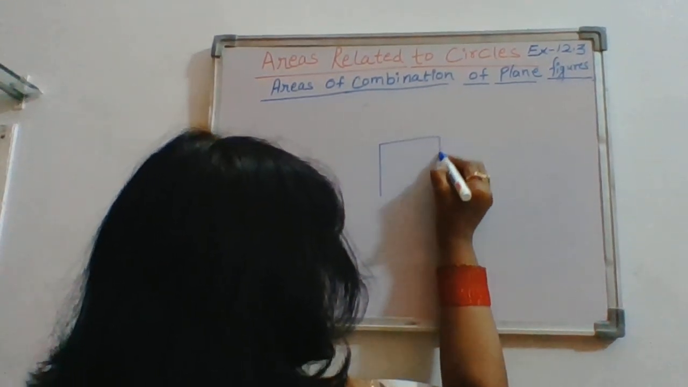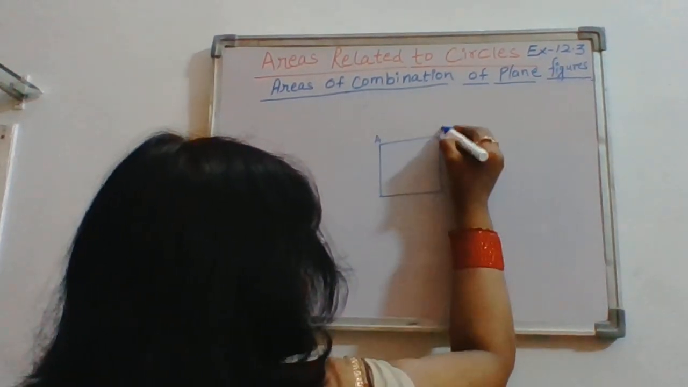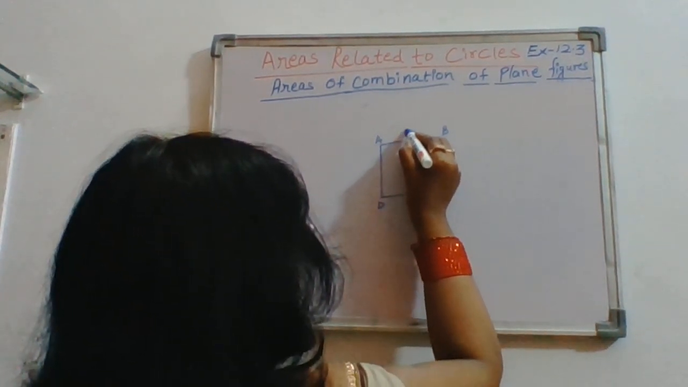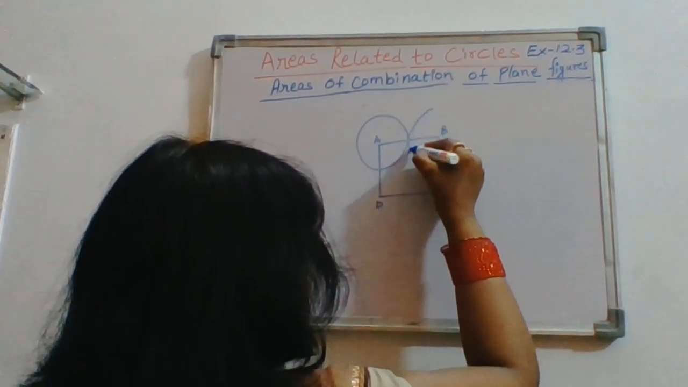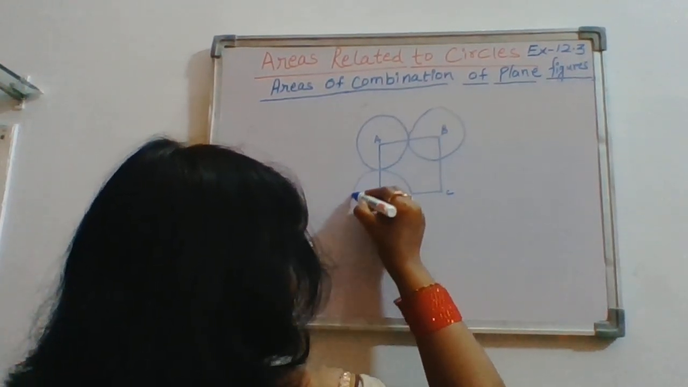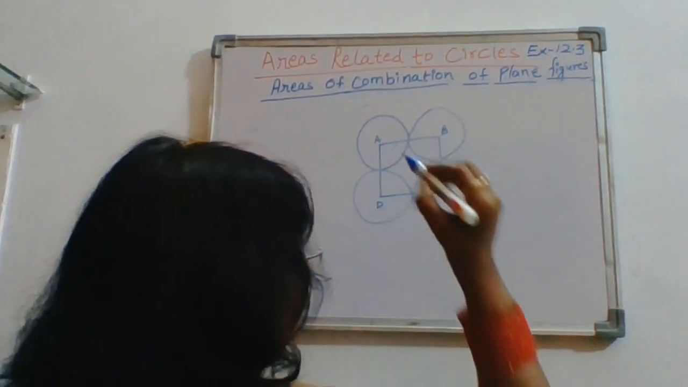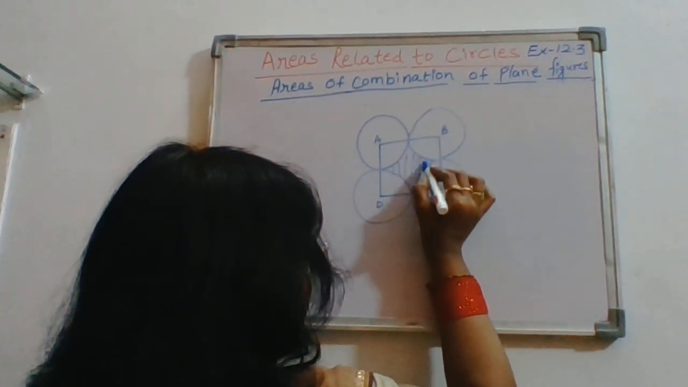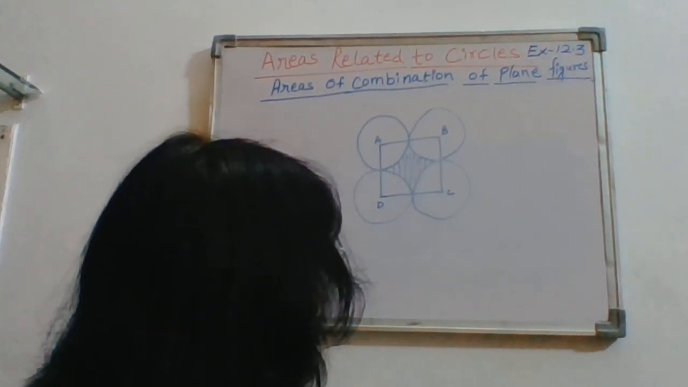This is the square ABCD, and through each corner a circle is drawn. Through each corner the circle is drawn, right? Now we have to find the area of this shaded region, right? And the side of the square is 14 centimeter.